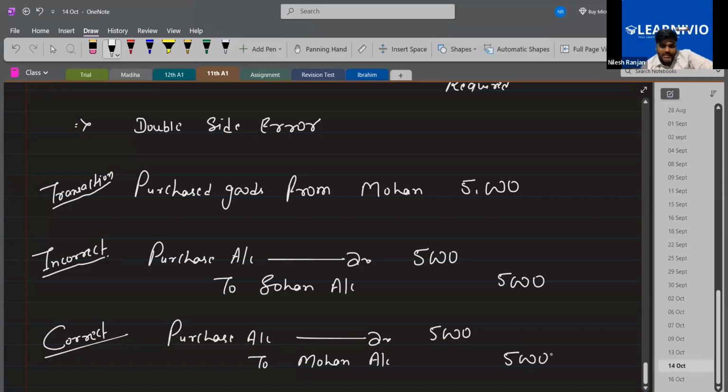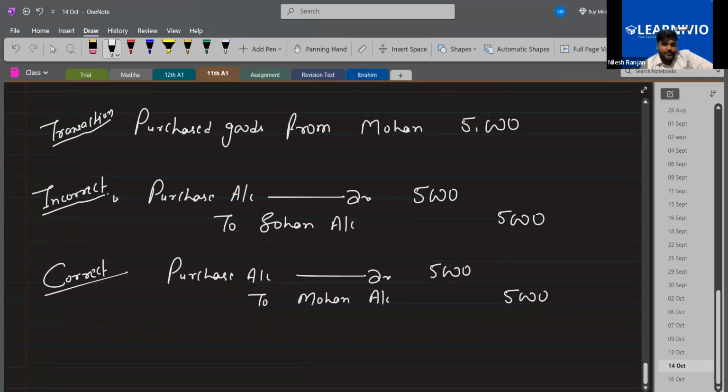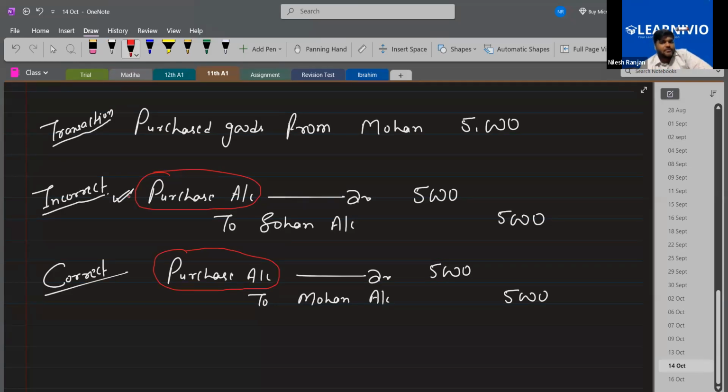Now the thing is, if you can see this, purchase is on the same side. Debit here, debit here also. So there is no need to rectify the purchase account because it is on the same side. What should be rectified here? This Sohan thing. Mohan and Sohan, both. Purchase is on the same side. You can see purchase account debit to Sohan, purchase account debit to Mohan. So leave the purchase. There is no need to adjust the purchase account.